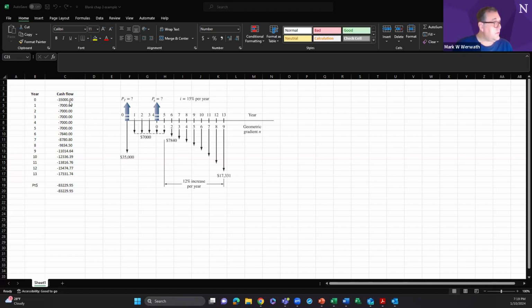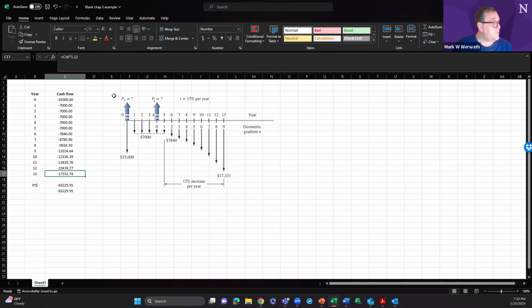So basically year zero is going to be in the table as a $35,000 negative. We're going to have 5 years of $7,000 negative each. And then we're going to grow our expenses by 12% per year. Starting year 6, 7,840. All I did was take the previous cell, C9, and multiply it by 1.12. That's a 12% growth. And then I copied and pasted that for the next cell, C11, C12, all the way down to C17.